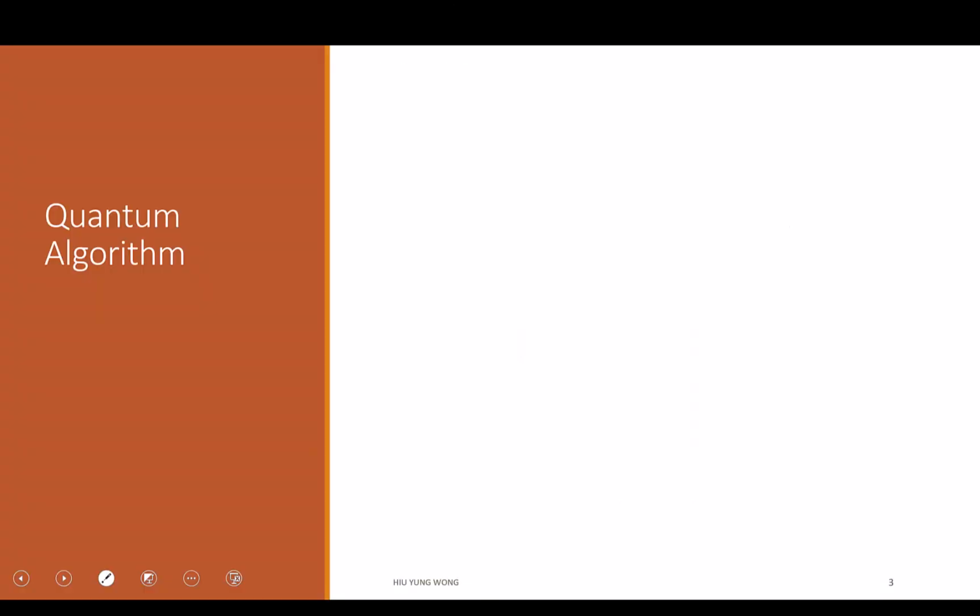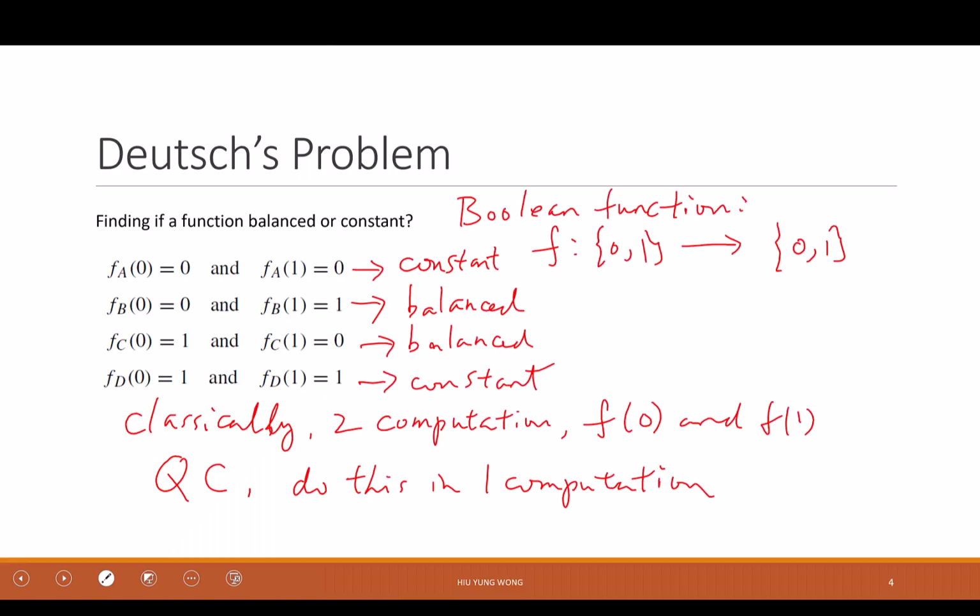So let's start the first quantum algorithm. The Deutsch problem. Last time we started the Deutsch problem, the first of our algorithms. The first thing we need to understand is what this question is about.